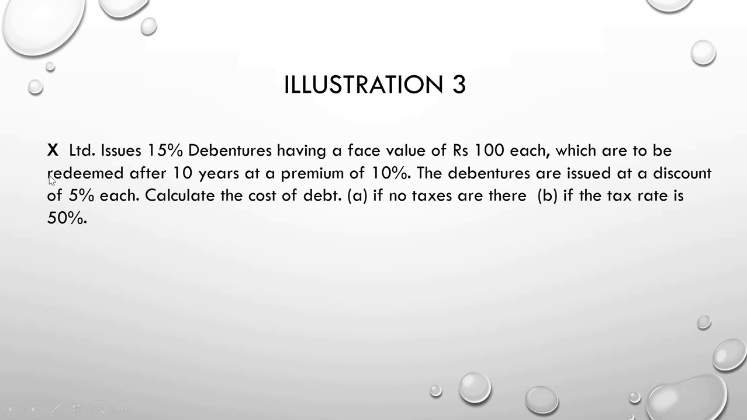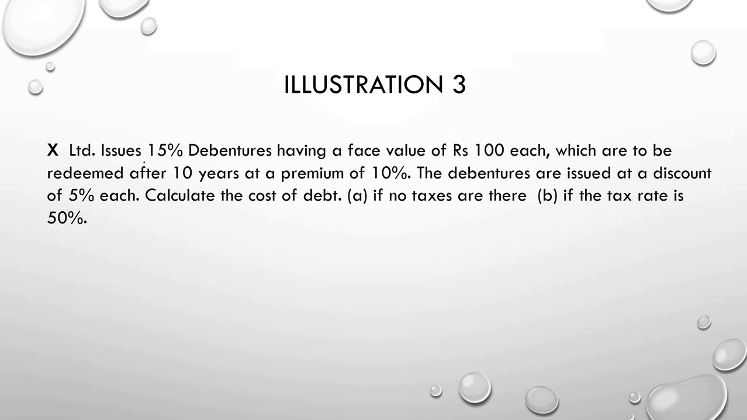The illustration says that X Limited issues 15% debentures having a face value of rupees 100 each, which are to be redeemed after 10 years at a premium of 10%. The debentures are issued at a discount of 5%. You have to calculate the cost of debt. The first case is when no taxes are there, and the second case is when taxes are there.